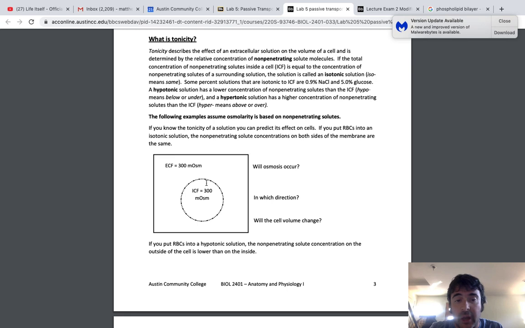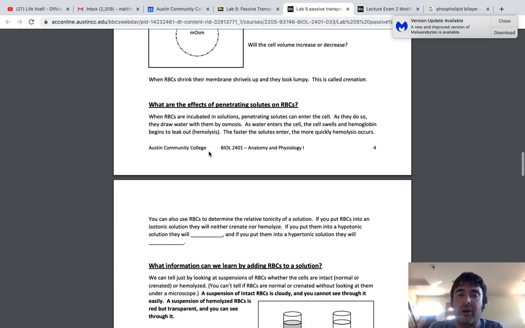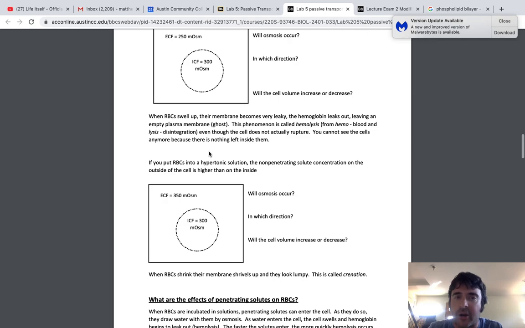Water won't be moving into the cell or out of the cell at any faster rate, so it's not going to change the size and shape of the cell. So in which direction? Not applicable. With a cell volume change? No. And then you go and you look at this, 250 milliosmolarity comparative to 300, and you get these units of concentration, and you have to predict, is osmosis going to occur or is osmosis not going to occur?